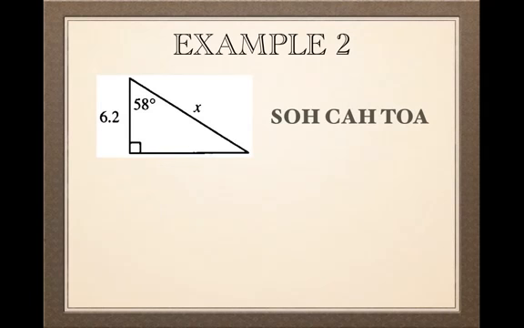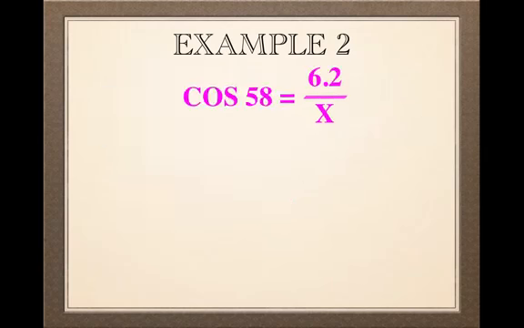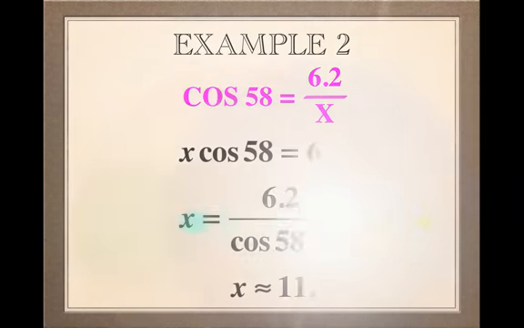Can you tell me what the equation is to solve for x? Okay, cosine 58 equals 6.2 over x. In this particular case, the x is in the denominator. This one's a little bit trickier. Okay, so what you're supposed to do here is get x by itself by multiplying both sides by x.